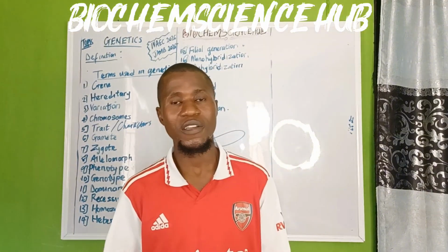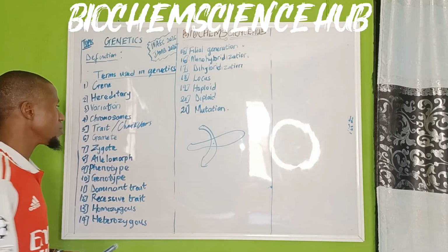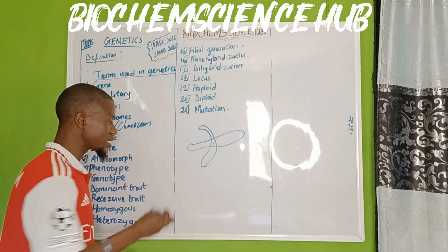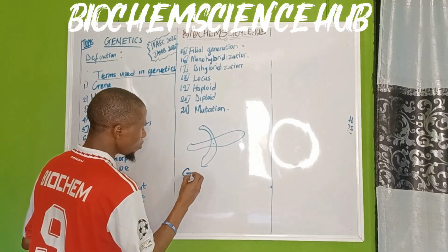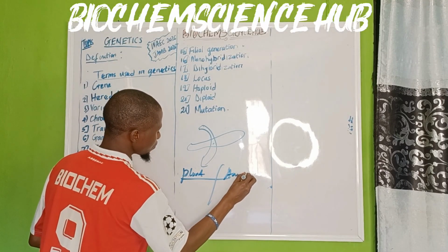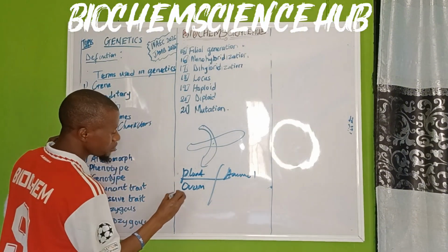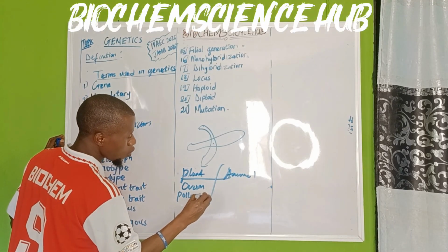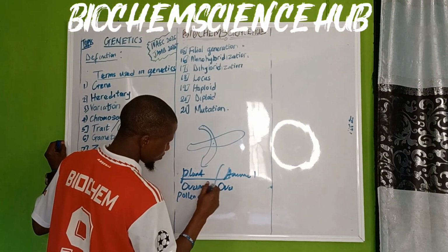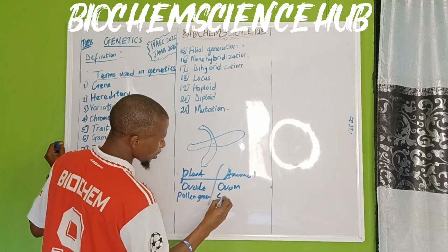So we have gametes. Gametes refer to the mature cells that take part in sexual reproduction, and we have them in plants and in animals. In plants we have the ovule and also the pollen grain, while in animals we have the ovum and the spermatozoa.